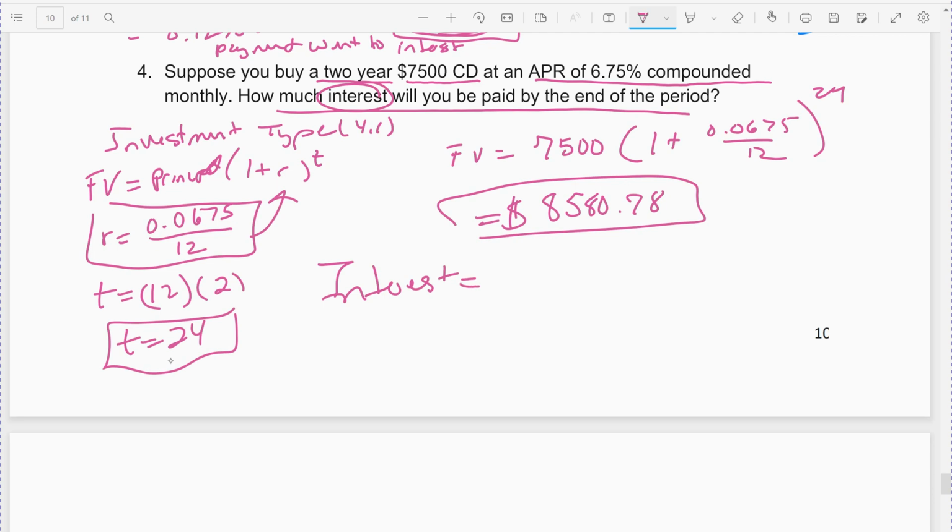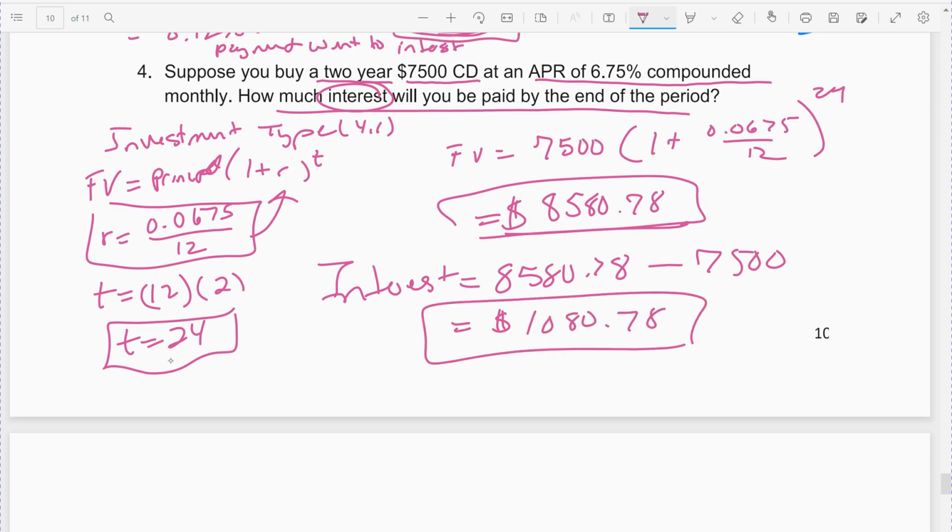So you take your future value, 8580.78, minus the original amount that you invested, and the difference is your interest, which is $1,080.78 and change. So make sure you're careful. And this is, again, like the quiz too. The questions will be mixed together, so this is a good example of getting you ready for the quiz.